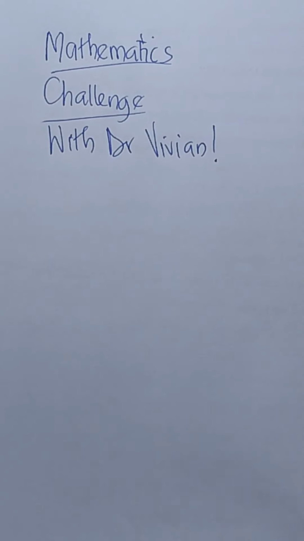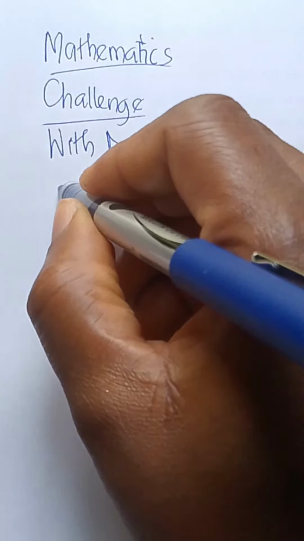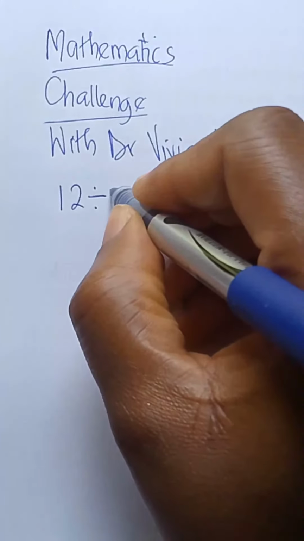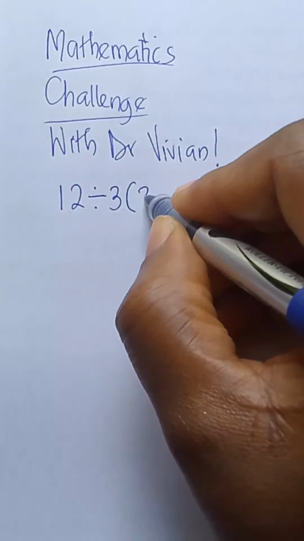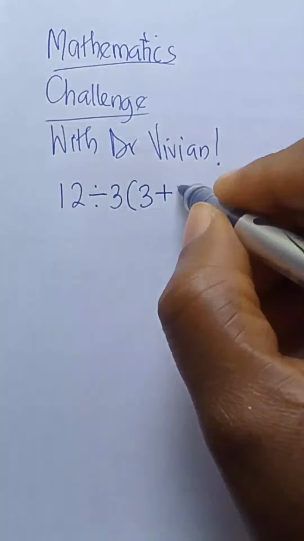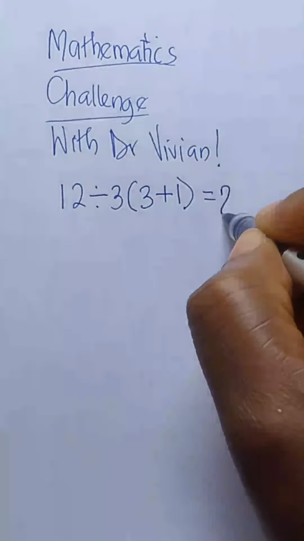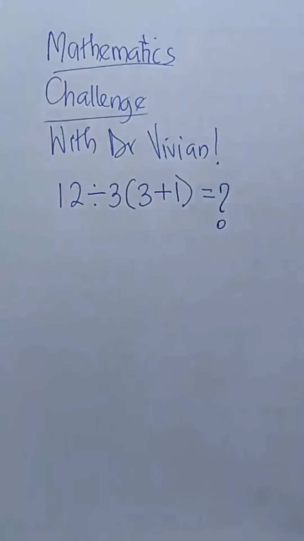Okay, so we are starting with our first question, question number 1. And question number 1 says 12 divided by 3 bracket 3 plus 1 is equal to what? All right. Solve this question. That is our first question today.